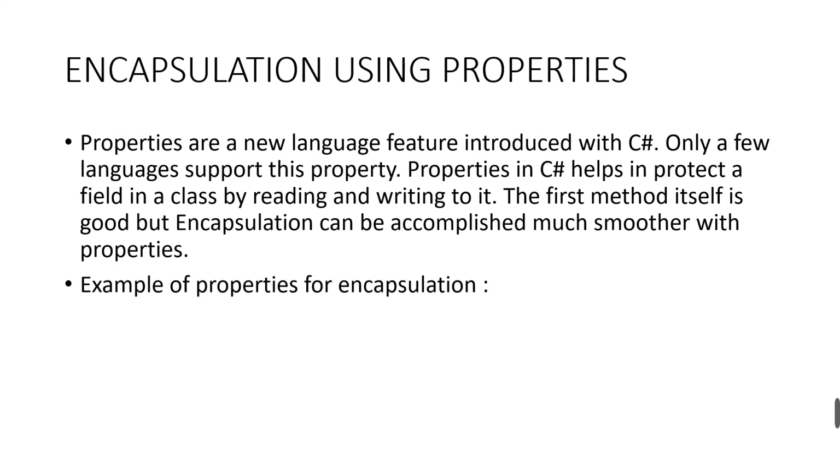Encapsulation using properties. Properties are a language feature introduced in C Sharp. Only a few languages support properties. Properties in C Sharp help protect a field in a class by controlling reading and writing to it. The first method itself is good, but encapsulation can be accomplished much more smoothly with properties. Properties are just like variables, but we can provide security to the code by using them. We can have read only properties and write only properties, and with variables we don't have any such features. So we will go through encapsulation.